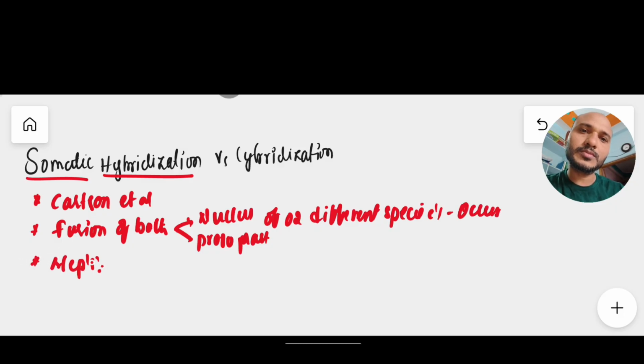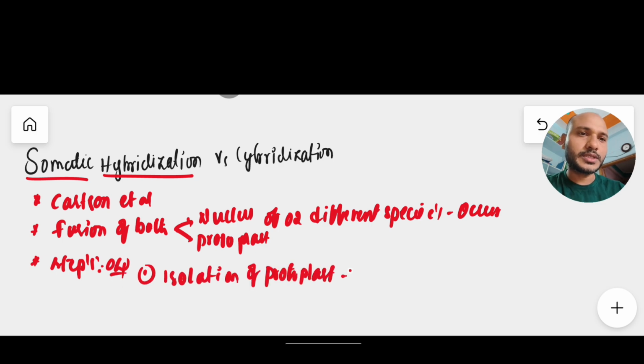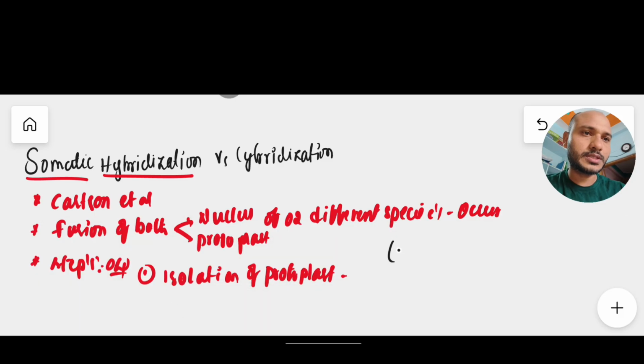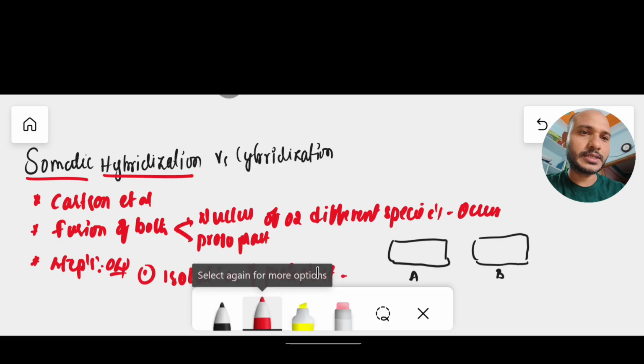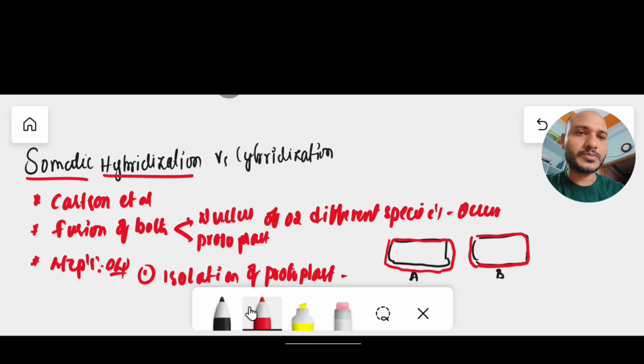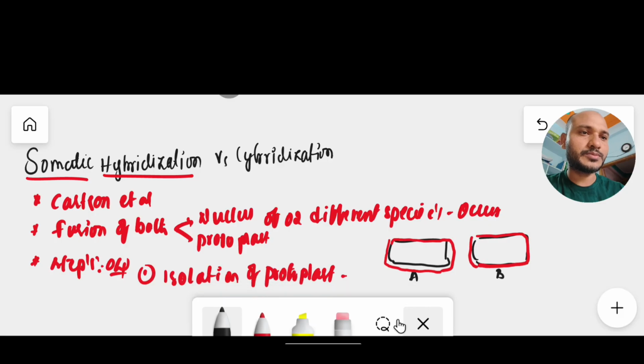Generally, there are 4 steps. The first step is isolation of protoplast. Here we have to take 2 different plant species, plant species A and plant species B. Every plant tissue has an outermost covering called the cell wall. So in isolation of protoplast, first we have to break the cell wall.